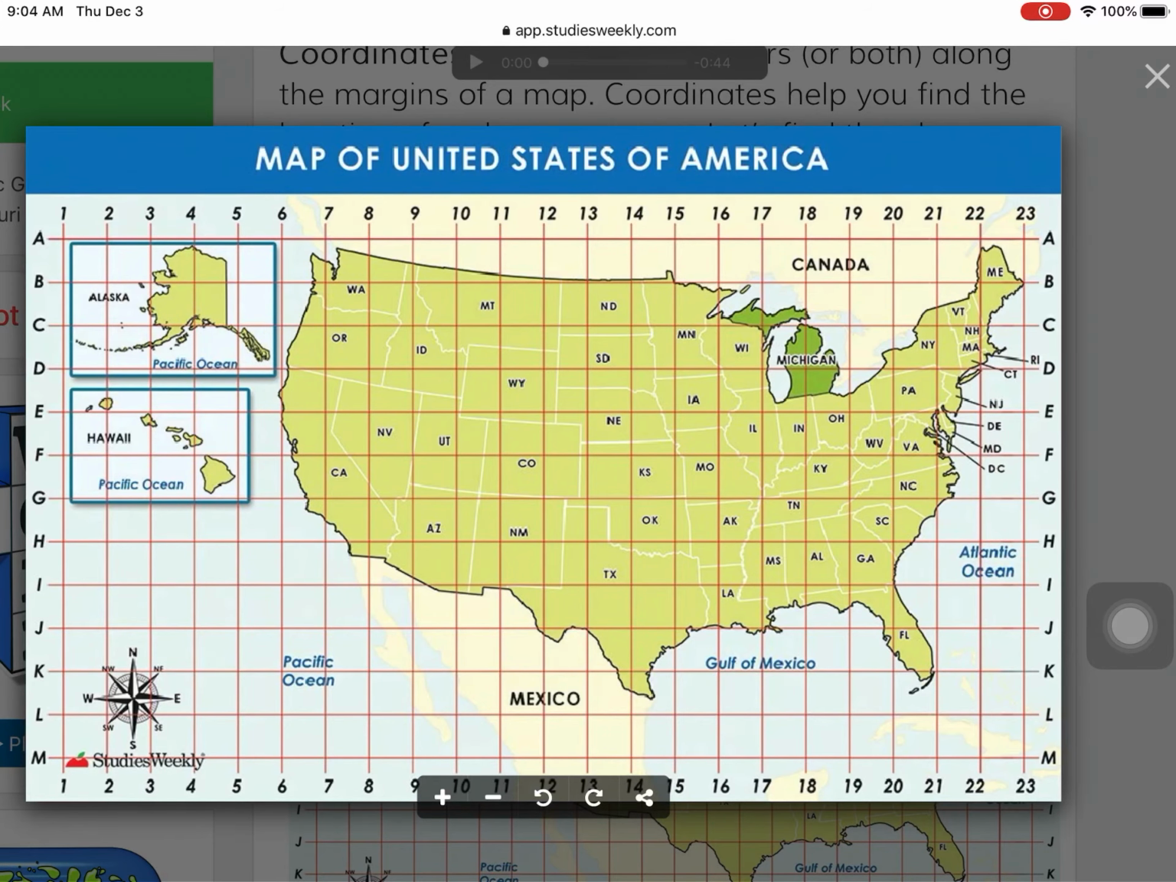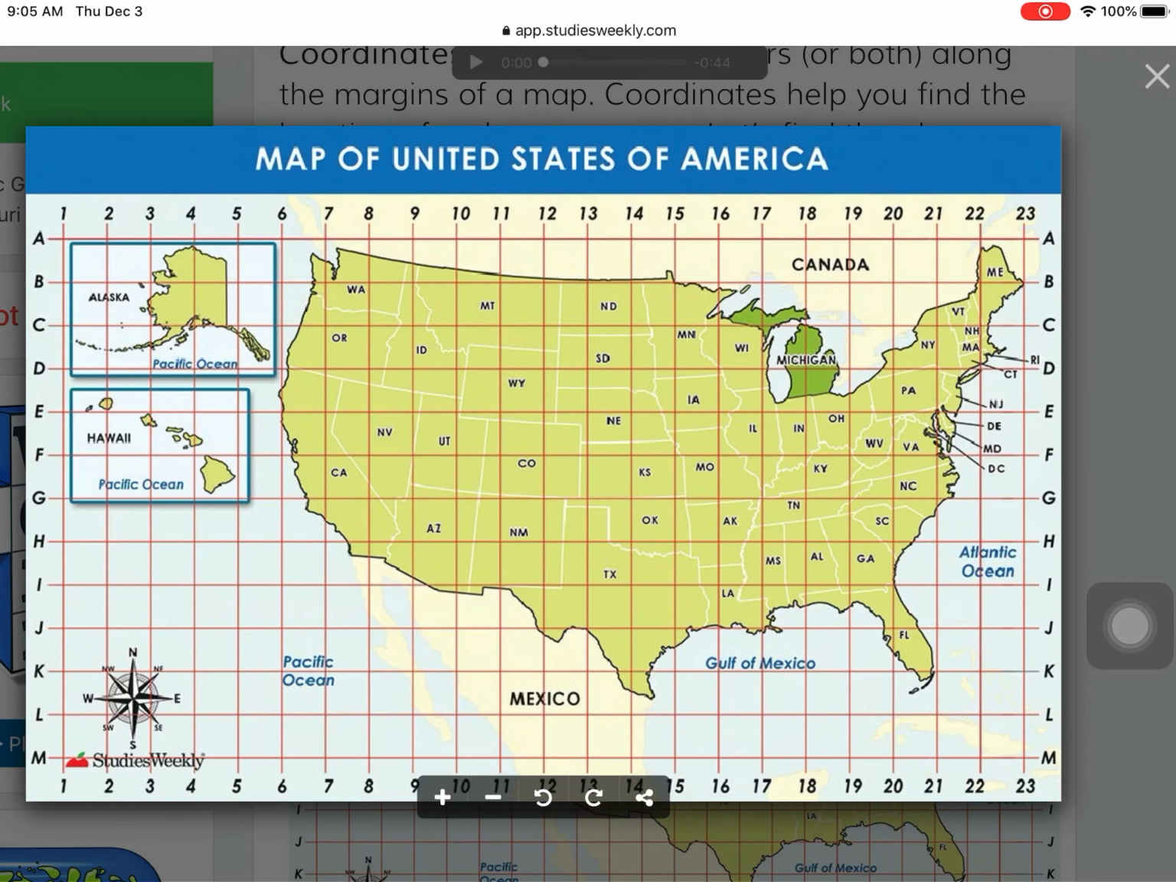Let's do one more. I want you guys to guess the state that was the best state I have visited on vacation. In a past vacation I have taken, one of my favorite states. So go ahead and look for, let's do F7.